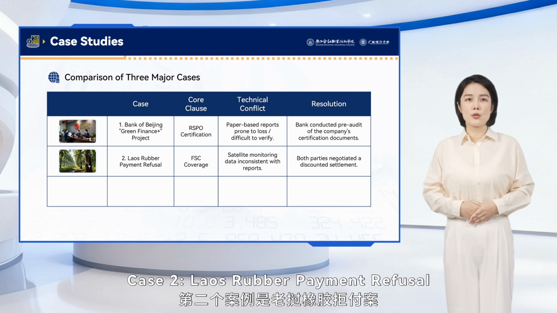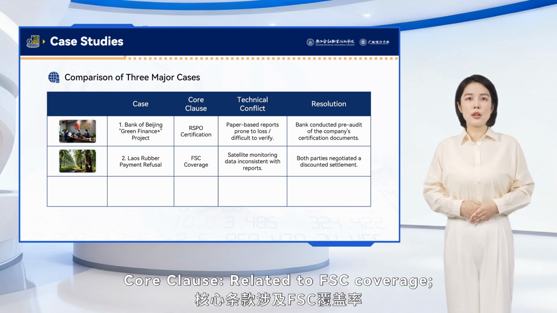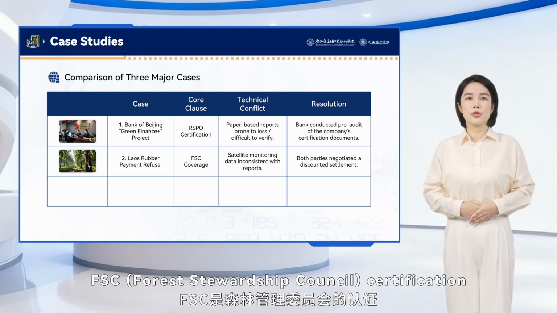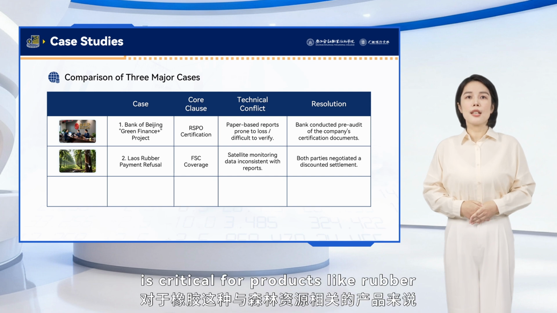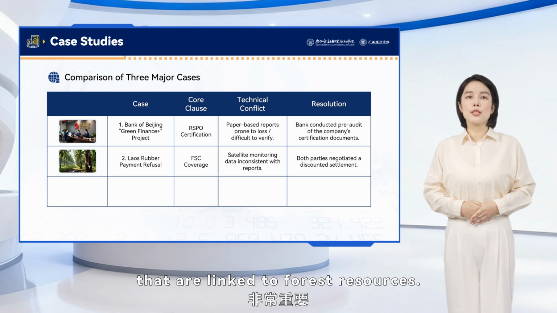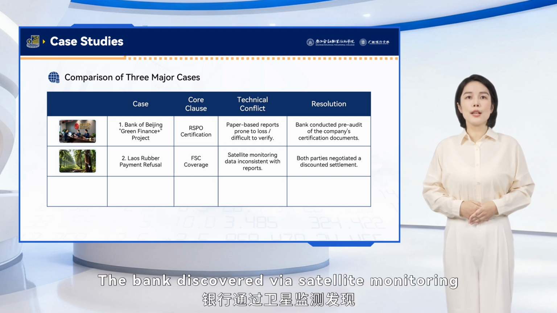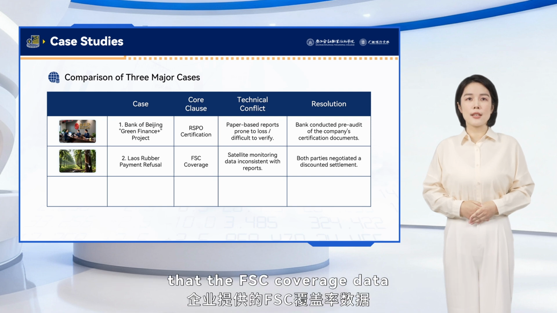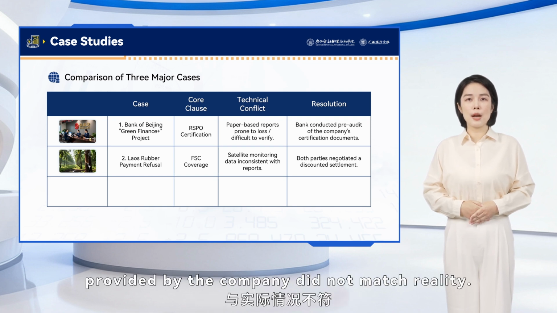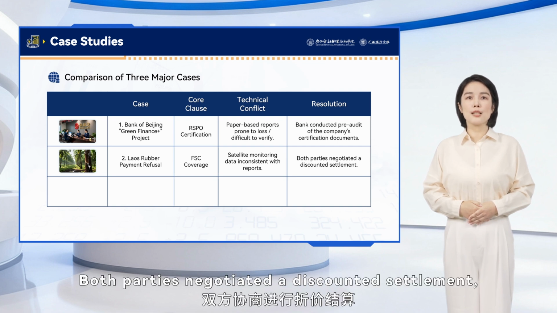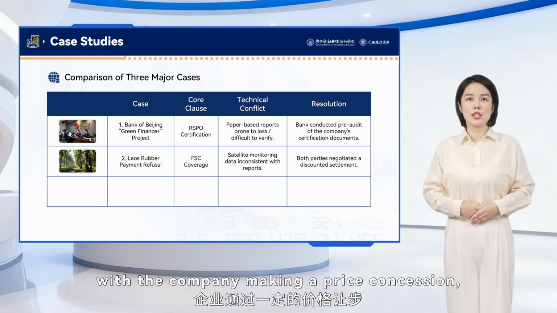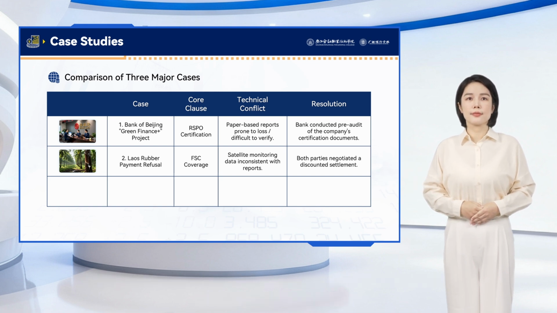Case 2. Laos rubber payment refusal. Core clause: Related to FSC coverage. FSC, Forest Stewardship Council certification, is critical for products like rubber that are linked to forest resources. Technical conflict: The bank discovered via satellite monitoring that the FSC coverage data provided by the company did not match reality. Resolution: Both parties negotiated a discounted settlement, with the company making a price concession, allowing the transaction to continue.